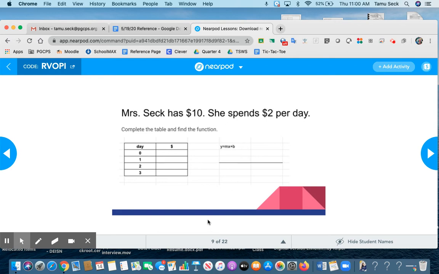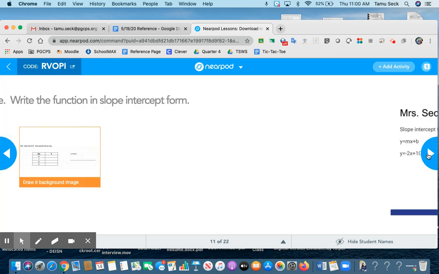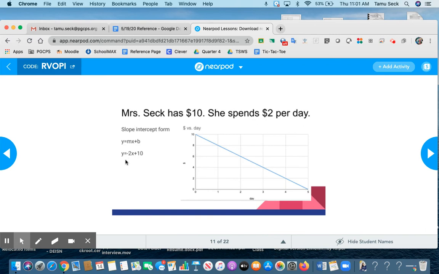So I would like you to pause the video and solve this problem. Ms. Sec has $10. She spends $2 per day. I want you to draw the table and find y equals mx plus b. So the function is y equals negative 2x plus 10 because Ms. Sec begins with $10 and she spends $2 per day.